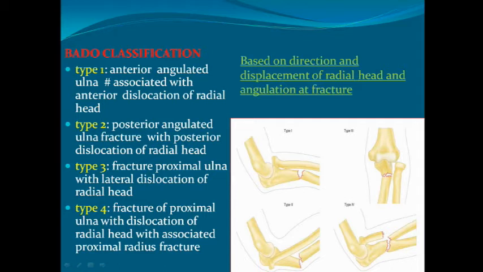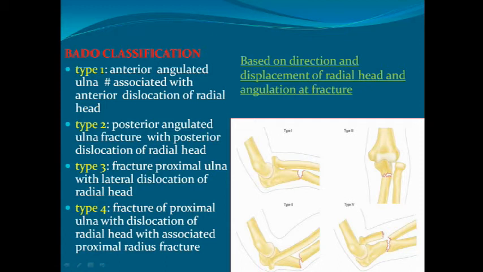In type 3, there is fracture of the proximal ulna with lateral dislocation of the radial head. This radial head has dislocated laterally; instead of sitting here, it has come to this side, this is the lateral side. So we call it type 3.